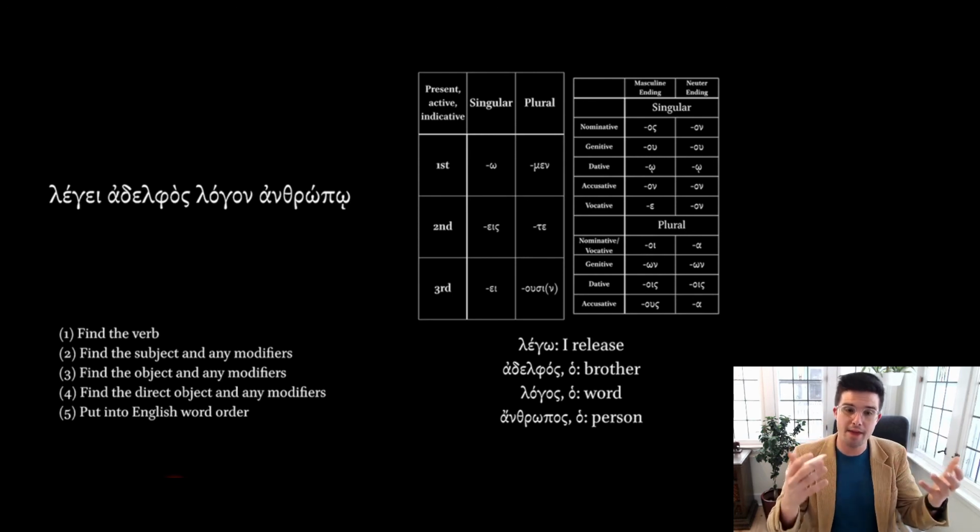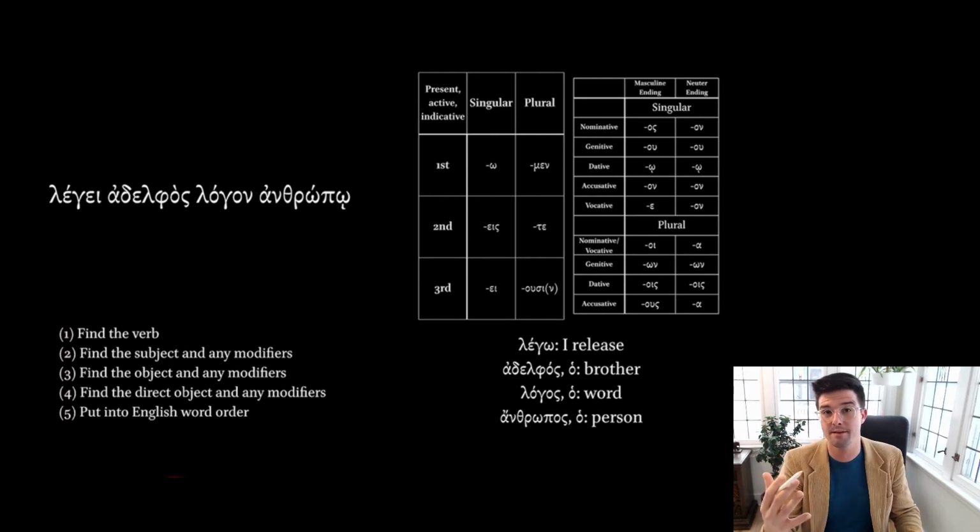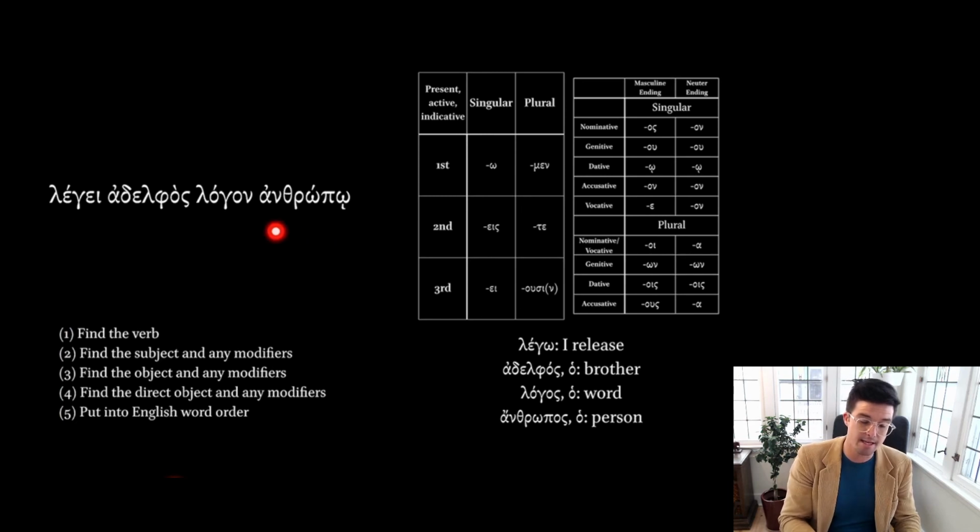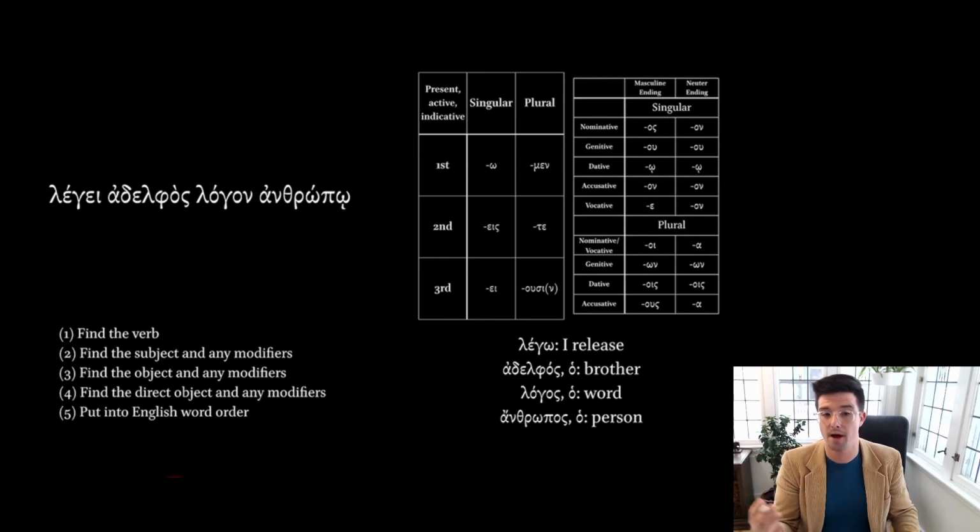But beyond that, what we want to do is find the different elements of the sentence, because those different elements are going to be more critical for making meaning than the order. So remember that the order of the words is not necessarily going to tell you what the subject is and what the object is. So I suggest that you follow this pattern in order to translate the sentence up here.